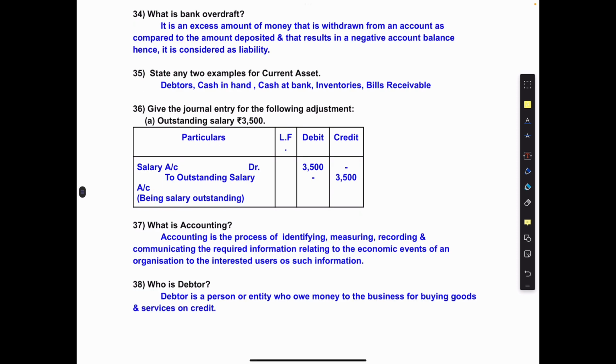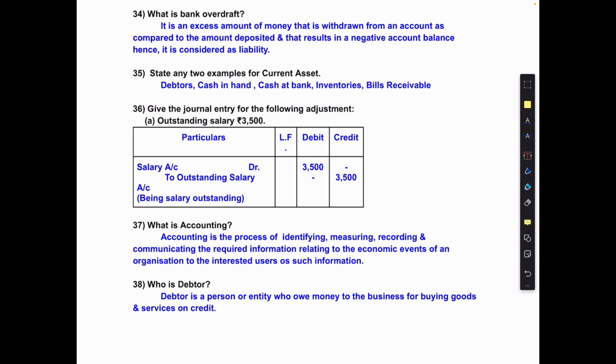36. Give the journal entry for the following adjustment. Outstanding salary rupees 3,500. Entry will be salary account debited to outstanding salary account, being salary outstanding, and the amount is 3,500. 37. What is accounting? Accounting is the process of identifying, measuring, recording, and communicating the required information relating to the economic events of an organization to the interested users of such information.